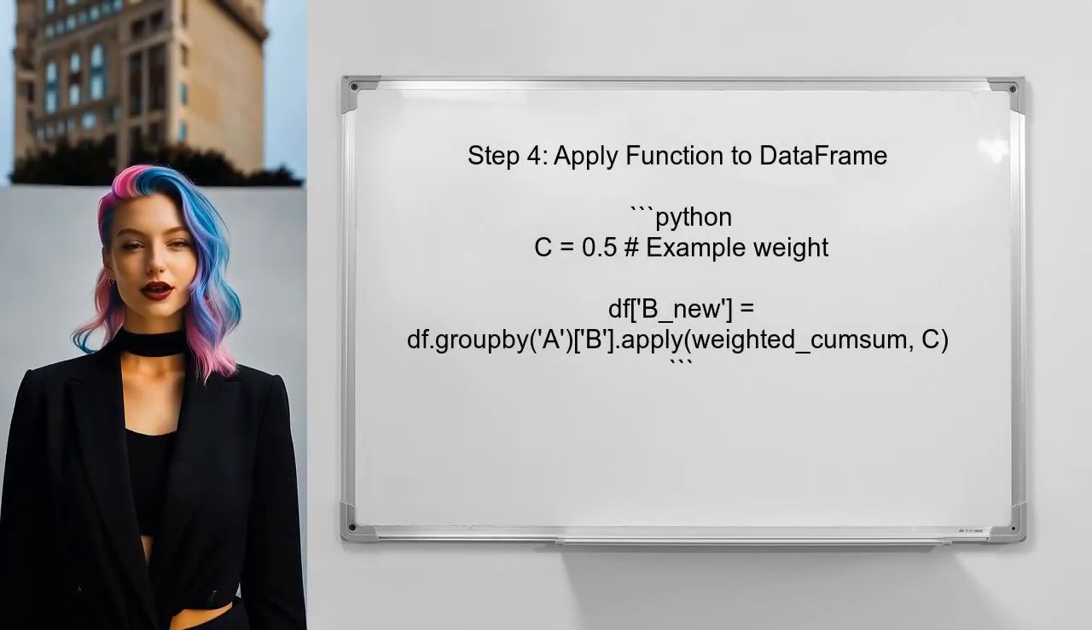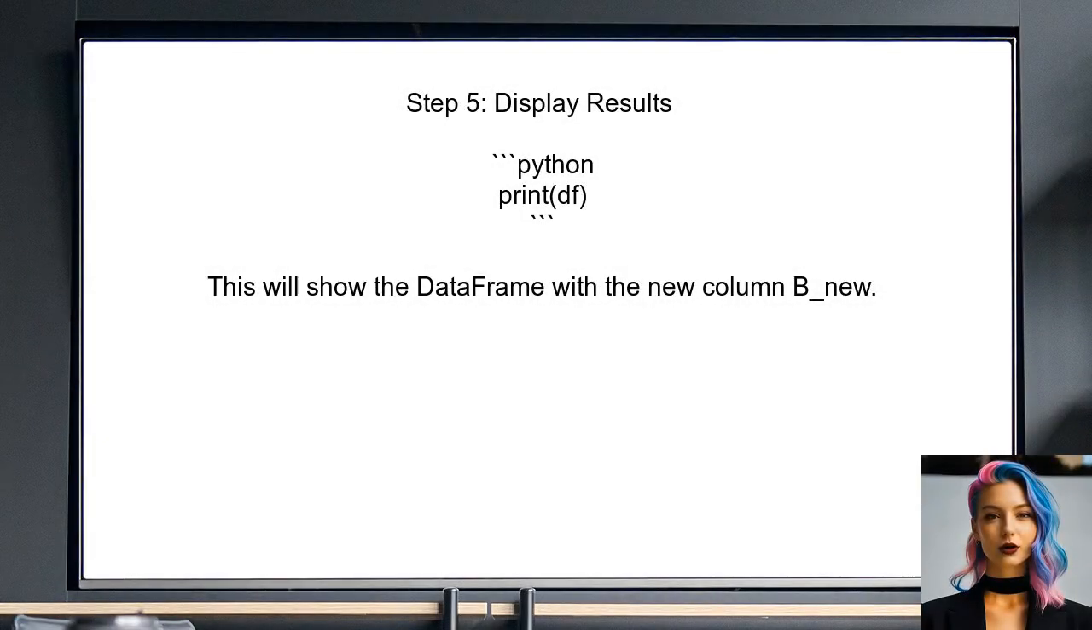After defining the function, the user should apply it to the data frame. They can use the GroupBy method to group by column A and then apply the weighted cumulative sum function to column B. Finally, the user can display the updated data frame to see the results of the weighted cumulative sum calculation.